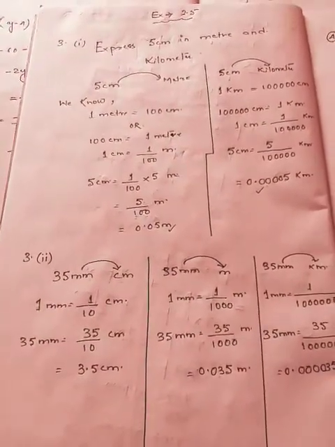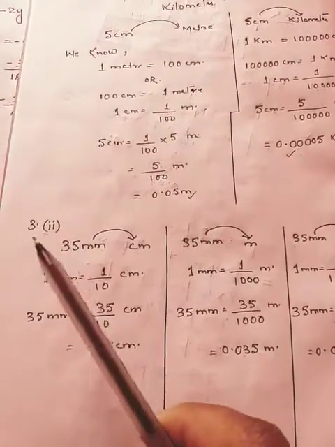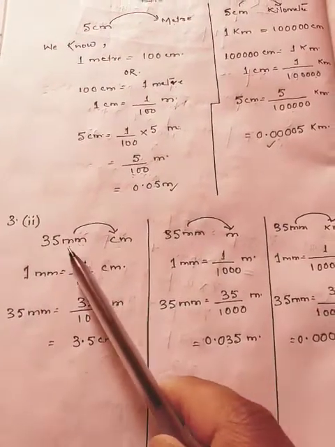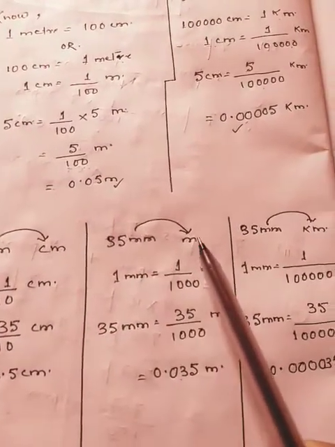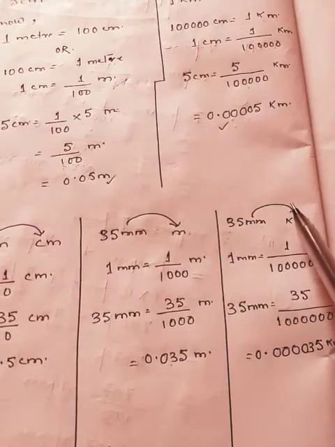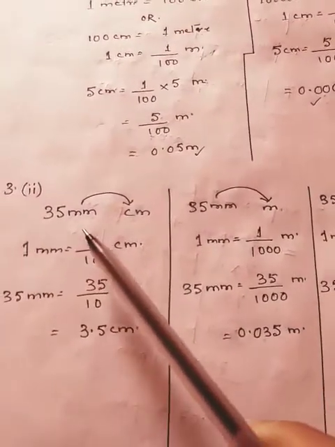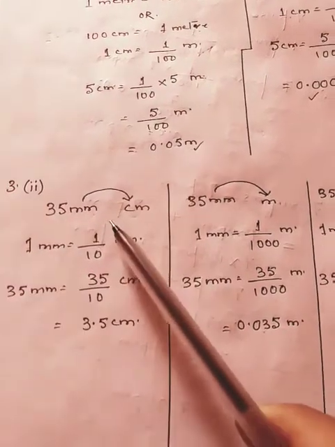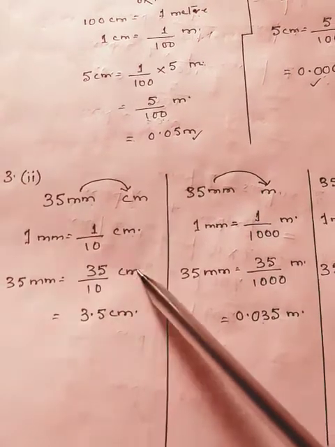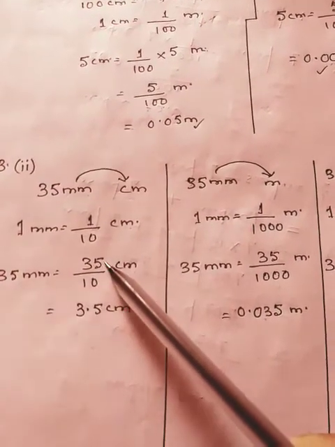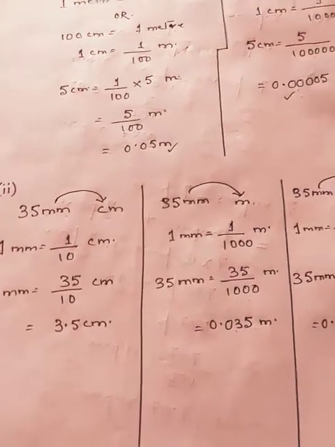Now let's see the next sum of question number 3. 35 millimeter you have to convert to centimeter also, 35 millimeter to meter also, and 35 millimeter to kilometer also. There are 3 types of questions. So again we have to know the relation: 1 millimeter equals 1 by 10 centimeter. So 35 millimeter would be what? 35 by 10 centimeter. There is only 1 zero, so after one digit we will put the point, that is 3.5 centimeter.